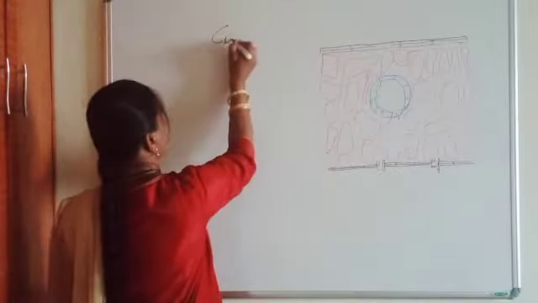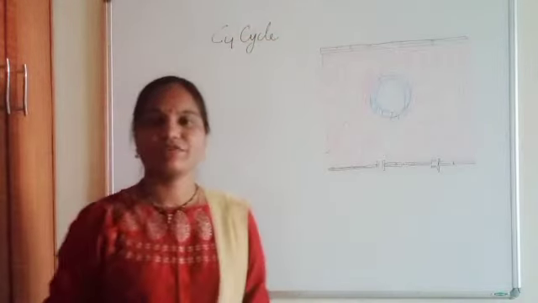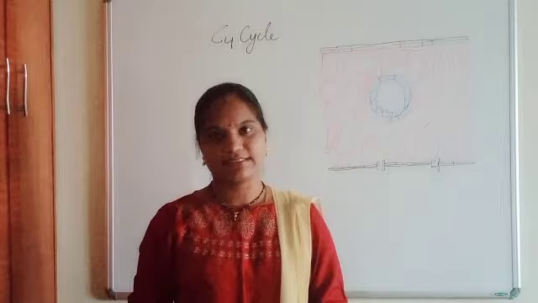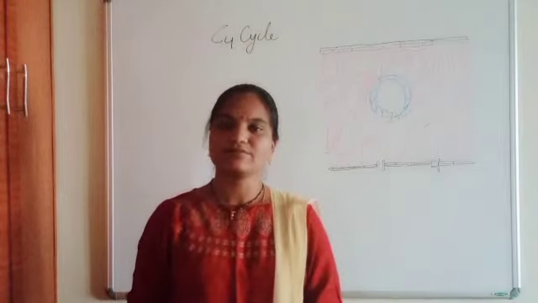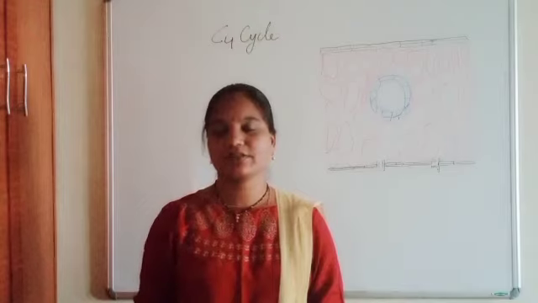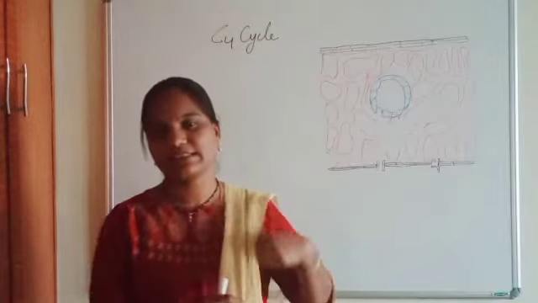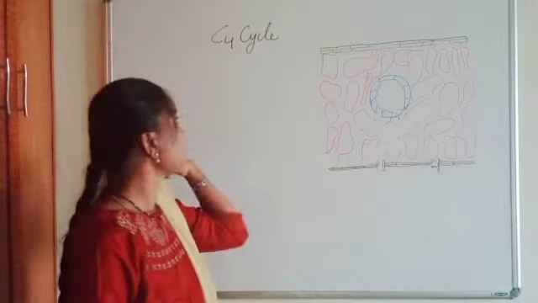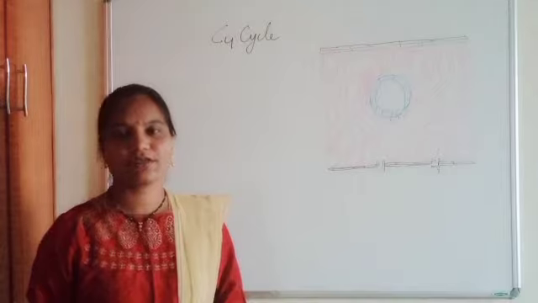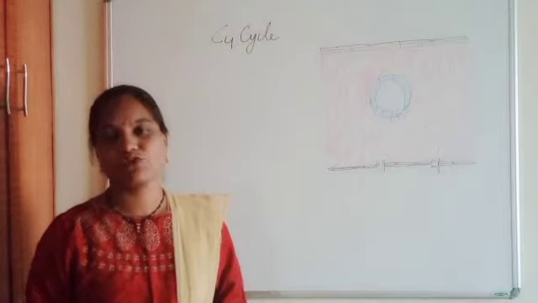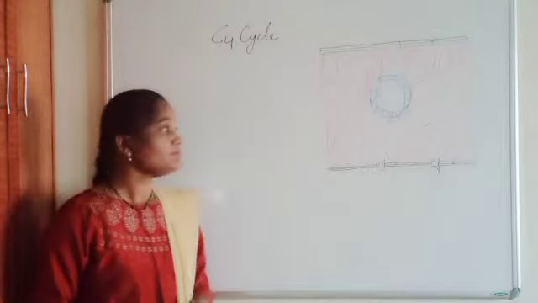C4 cycle. In the previous session, we have already discussed the C3 cycle. In the C3 cycle, the initial product is a 3-carbon compound, hence the name C3 cycle. And coming to the C4 cycle, here also the same thing: the initial product is a 4-carbon compound, that is oxaloacetic acid.